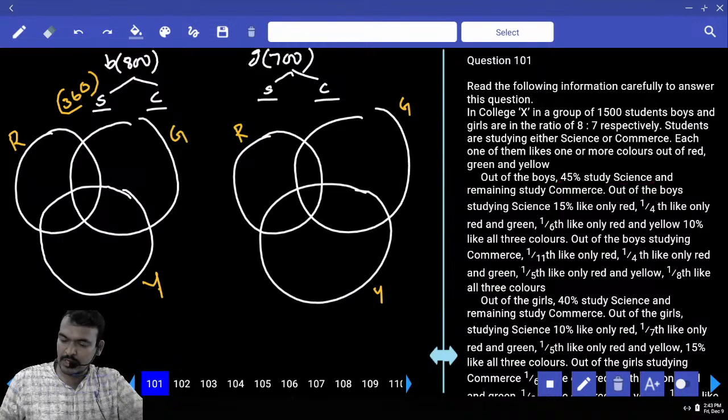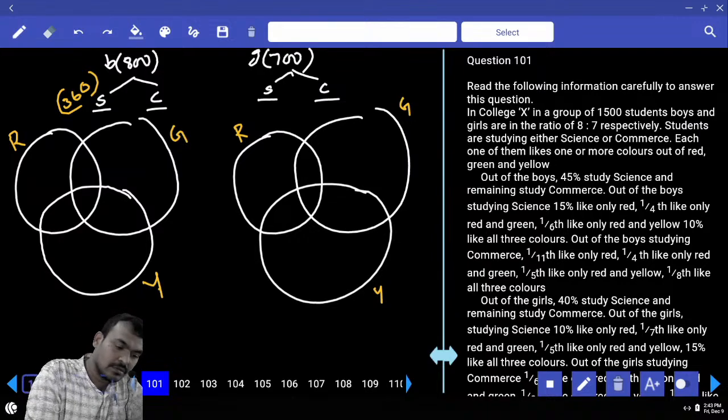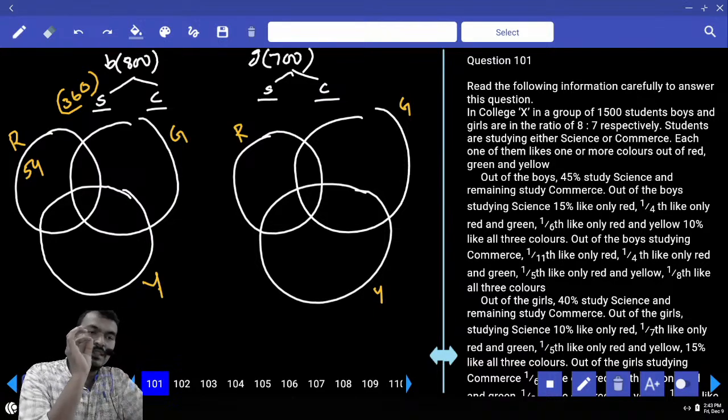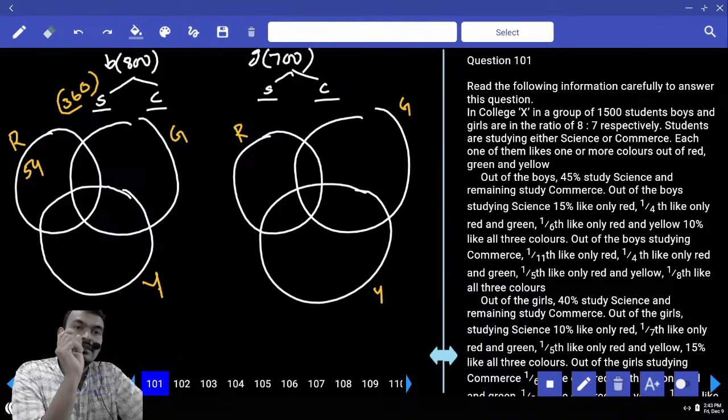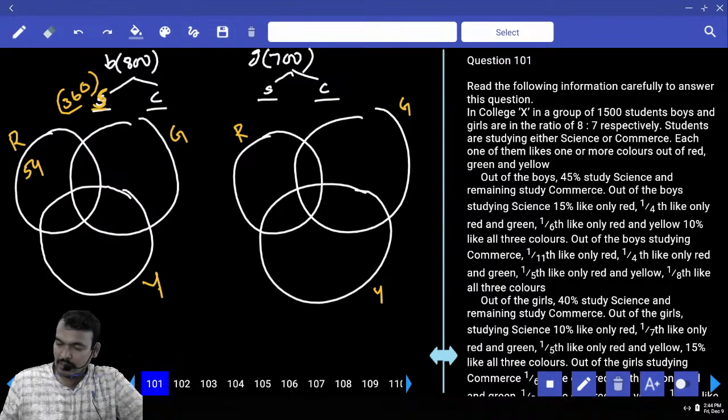Next, what is the next point? Out of the boys studying science, 15% like only red. Only red how much percent? 15%. 15% of 360 or not? What is the 15% of 360? 54. All the yellow color values we treat as science stream. Okay, all the yellow color values we treat as which one? Science stream.